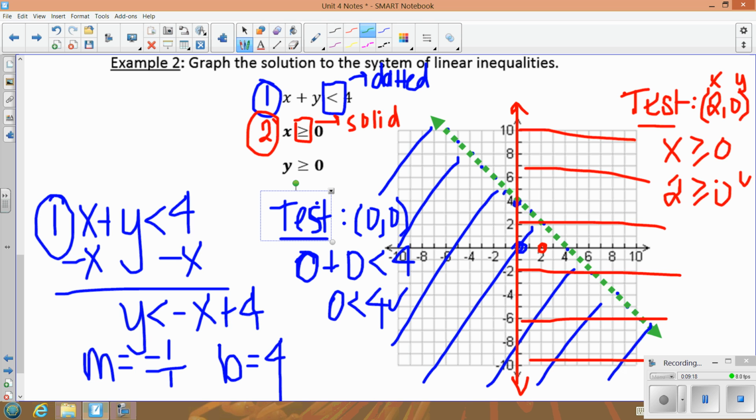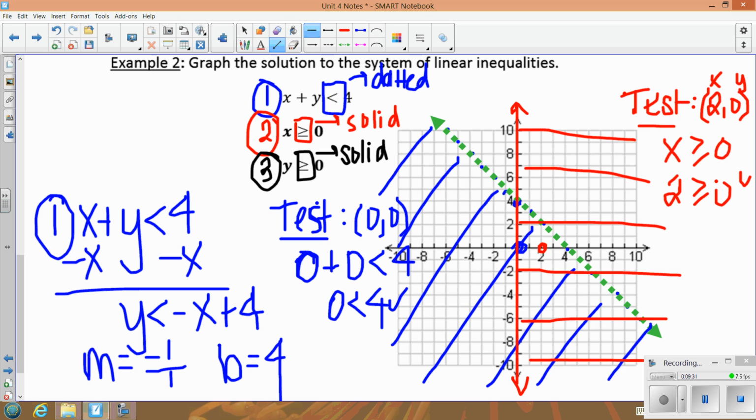And then the last one here, let's say we have y is greater than or equal to 0. So this is again a solid line. And it's going to be a solid line through the x-axis where y is equal to 0. It's a horizontal line. And then you can get your arrows on that. And then we have to decide on the shading.